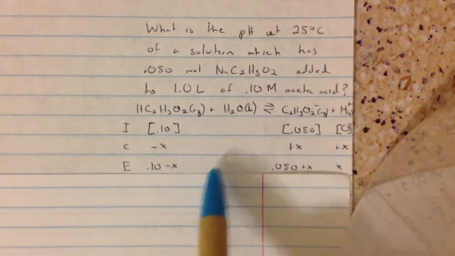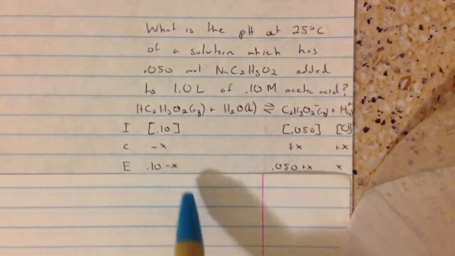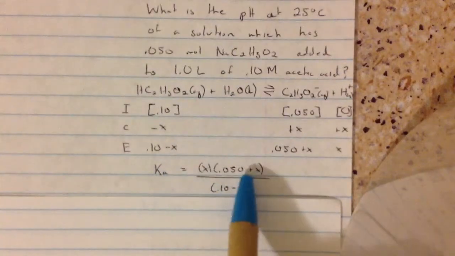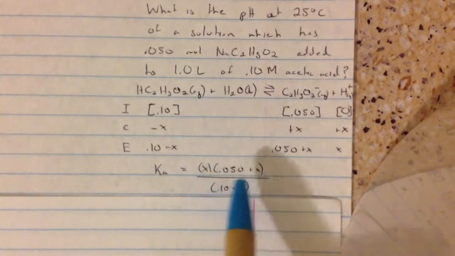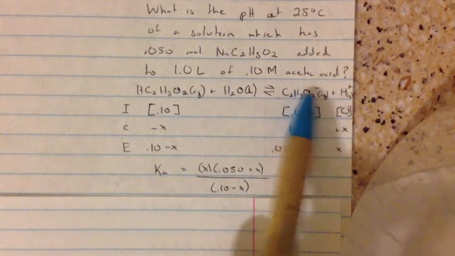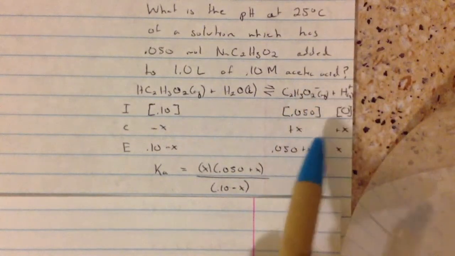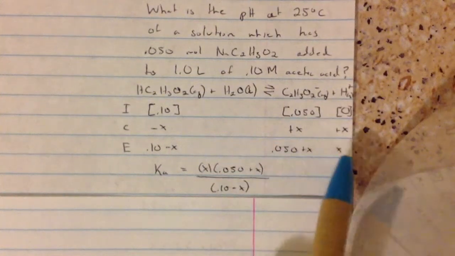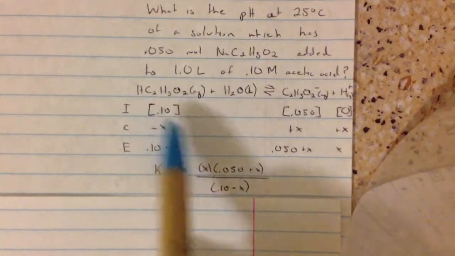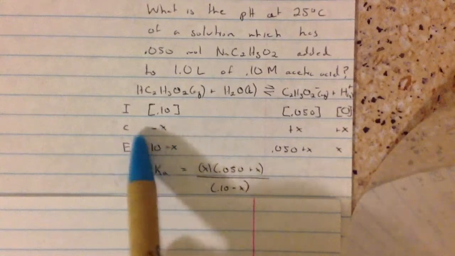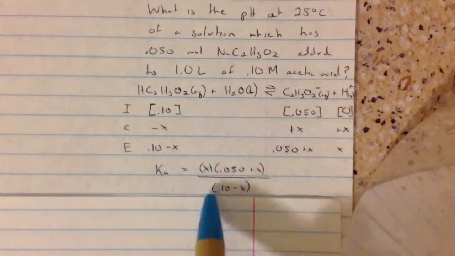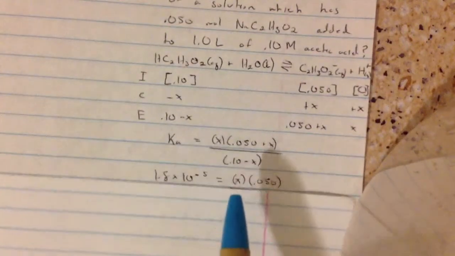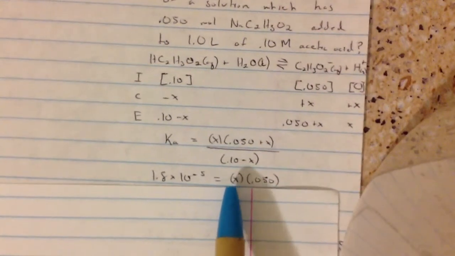What can you do now? So from here, you can do your equilibrium constant. So you just plug in the products and the reactants. Products go on the top, which is on the right side of the equation. So you have your products, 0.050 plus x, and then x. And then you have your reactants, which is 0.10 minus x right here, equilibrium line. And then you plug everything in, you get your Ka value, which will probably be given to you.